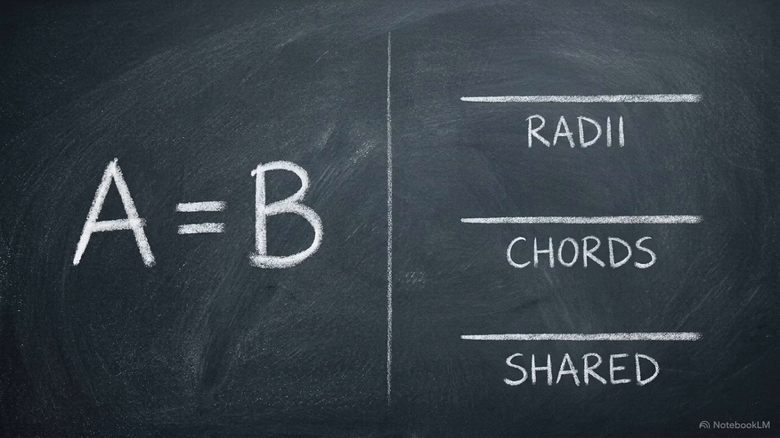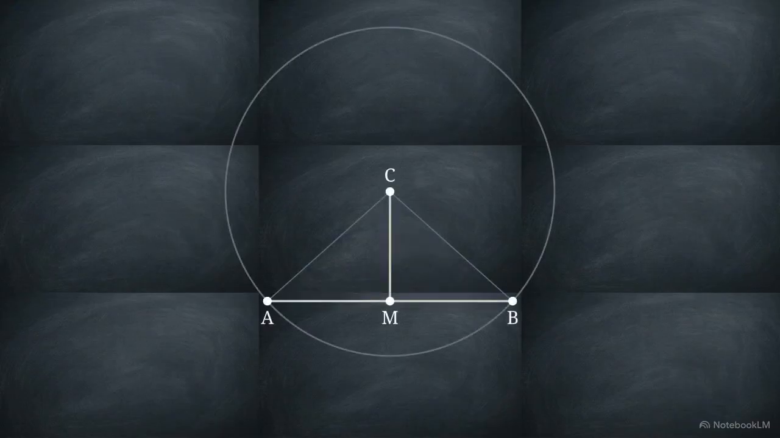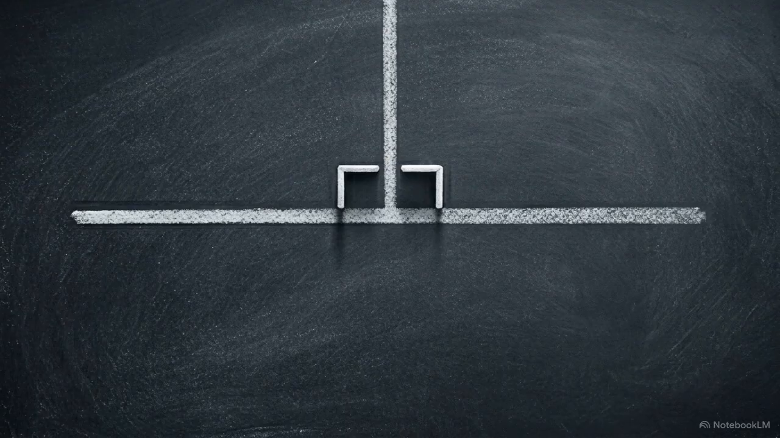Because these triangles are congruent, the 2 angles sitting on the chord at point M must be identical. A straight line is 180 degrees. For these 2 adjacent angles to be equal, they must both be exactly 90 degrees. This proves that any line from the center to a chord's midpoint is naturally perpendicular to that chord.